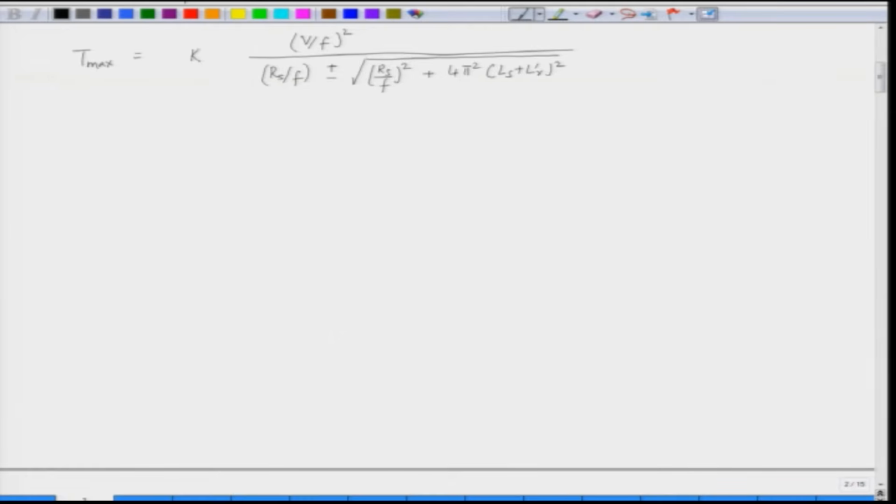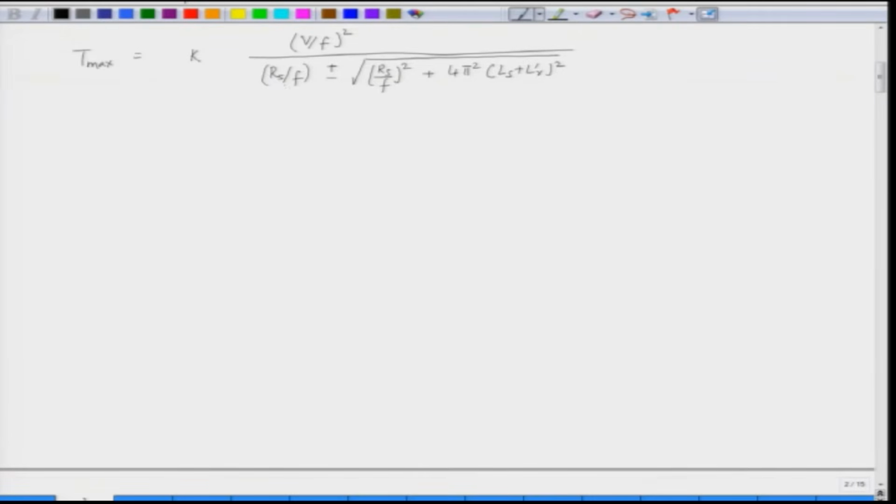So, what we get finally is the equation that we wrote here, that (V by f) square, some constant k which depends upon the number of poles, factor of 3 and so on, and in the denominator we have R s by f, plus is for the motoring action and minus is for the generating action, under root (R s by f) square plus 4 pi square (L s plus L r prime) whole square. Now, we got the expression for the maximum torque.